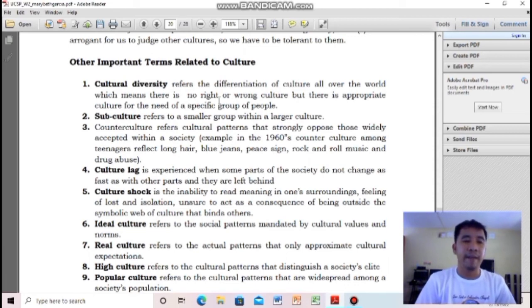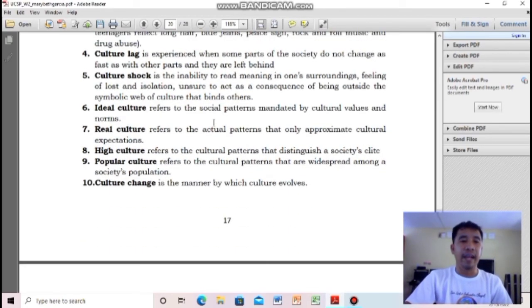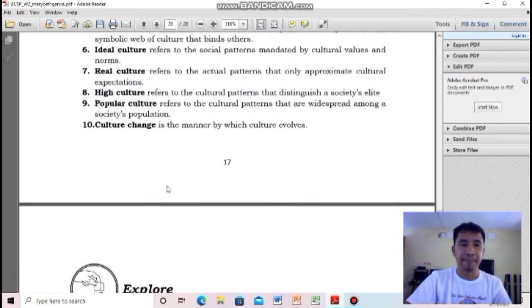High culture naman refers the cultural patterns that distinguish a society's elite. Ang high culture naman niya para sa mga tao nga sa alta sosyedad kuno ang ginhambal nila, sa mga manggaranon, sa mga high ranking. And number 9, popular culture. From the word popular, amo na sa ang widely ginagamit sa kalabanan or sa madla or sa masses. And the last one will be cultural change is the manner by which culture evolves. Ang pagbago sa culture along time.